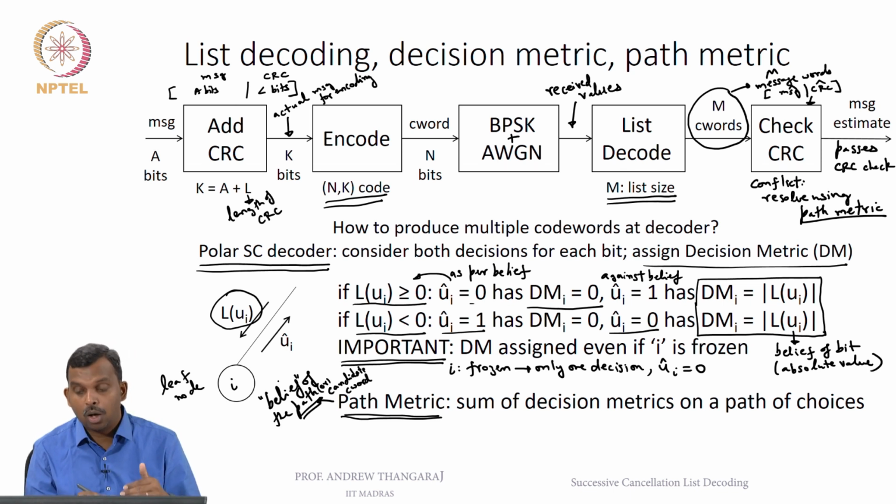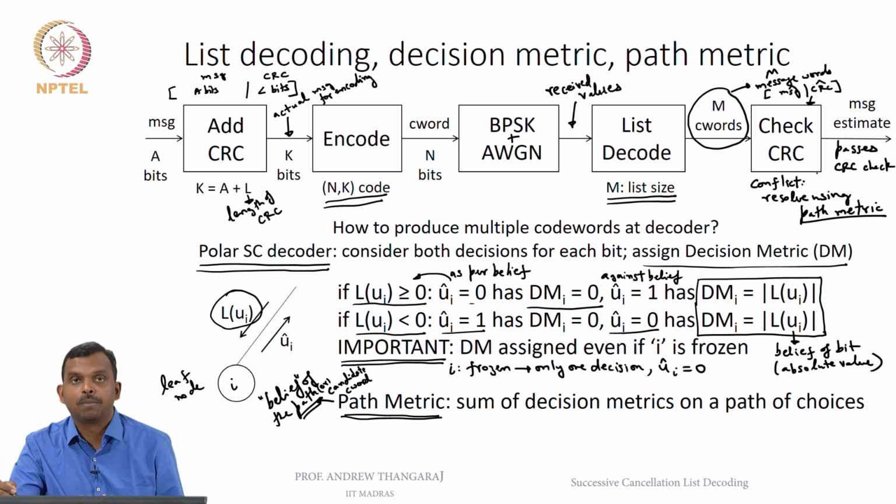Okay, so this is how path metric can be used to resolve conflict. Okay, so when you check CRC, supposing you find none of the message candidates are actually passing CRC, then what will you do? Among the candidates, you pick the one with the lowest path metric.